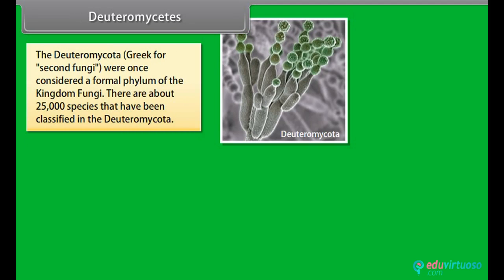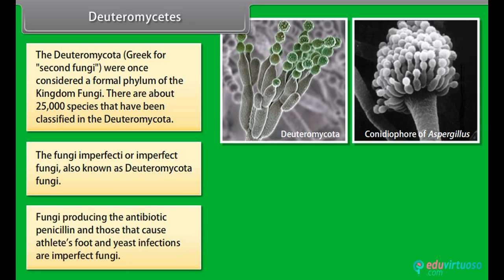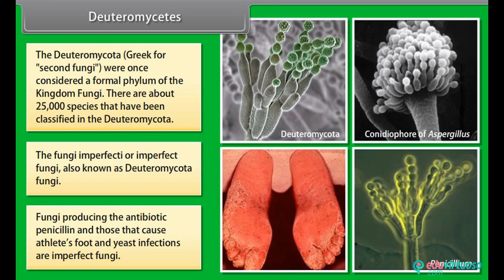Deuteromycetes. The Deuteromycota, Greek for second fungi, were once considered a formal phylum of the kingdom Fungi. There are about 25,000 species that have been classified in the Deuteromycota. The fungi imperfecti, or imperfect fungi, are also known as Deuteromycota. Fungi producing the antibiotic penicillin, and those that cause athlete's foot and yeast infections are imperfect fungi.